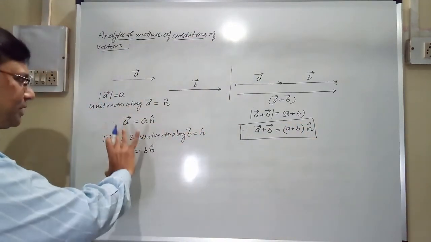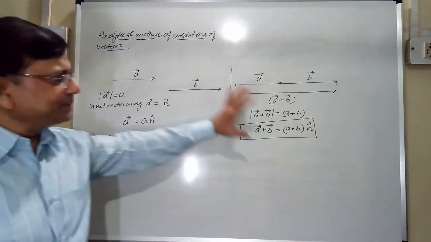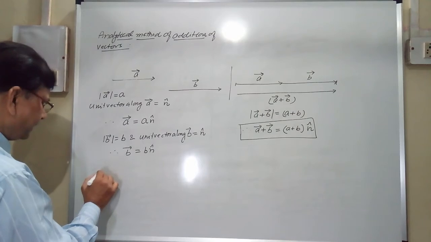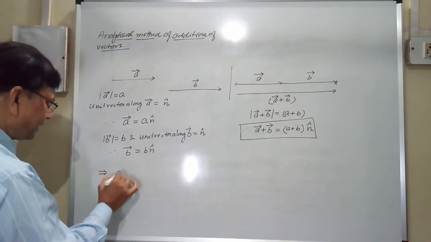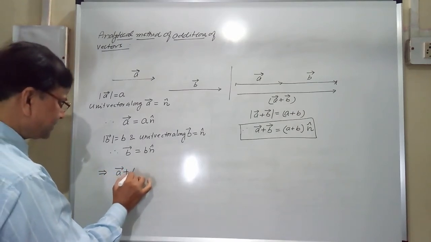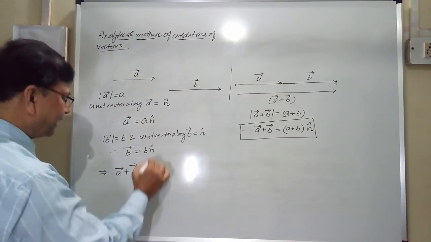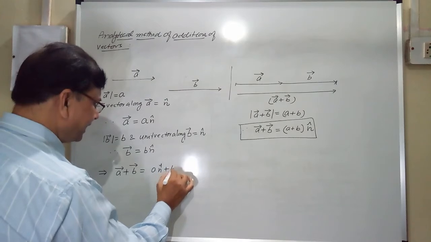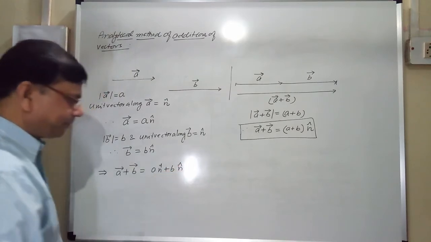Now this we will see analytically. Graphically I have seen. We will see analytically. Here this implies vector A plus vector B. If we are adding, then A unit vector n plus B unit vector n.